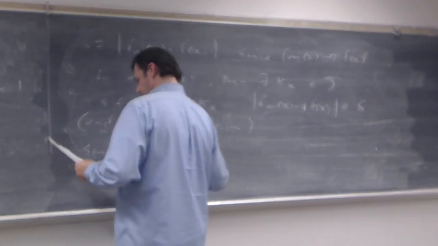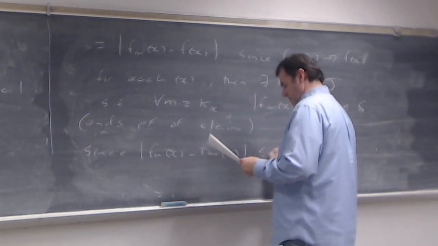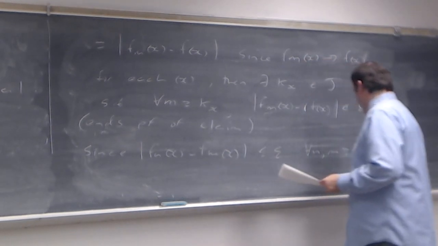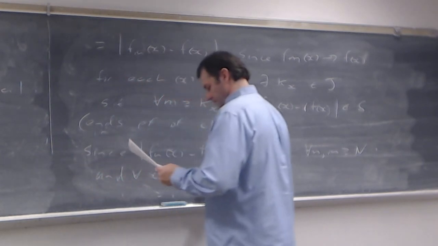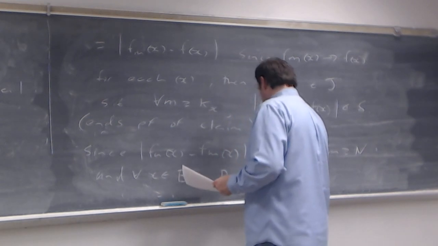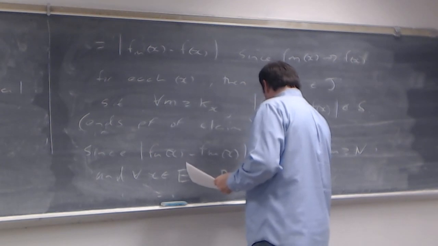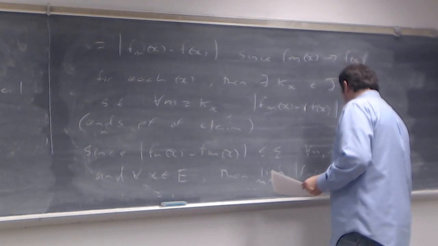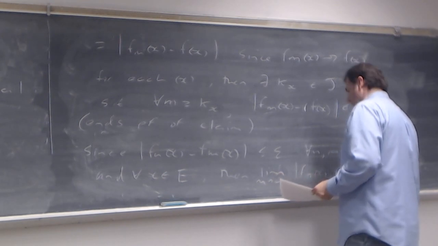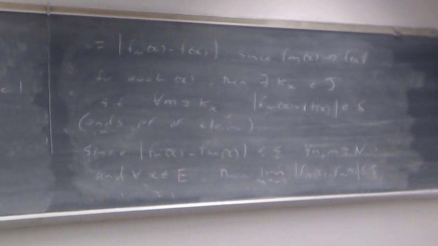Since the absolute value of f sub n of x minus f sub m of x is less than or equal to epsilon for all n, m greater than or equal to big N, and for all x element of E, okay, then the limit as m goes to infinity of f sub n of x minus f sub m of x inside absolute values will be less than or equal to epsilon, but we know for each x that absolute value is the same thing, that limit is the same thing. That implies.